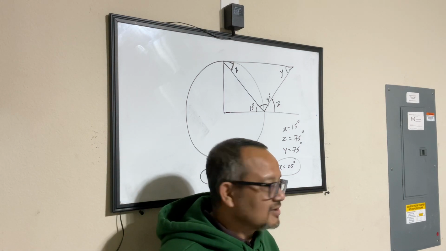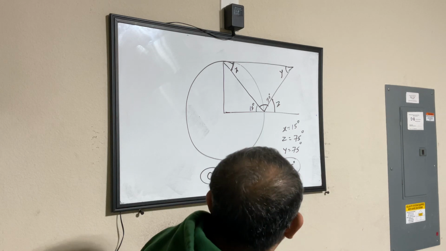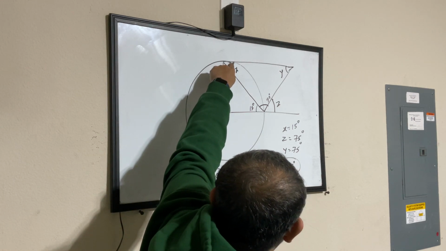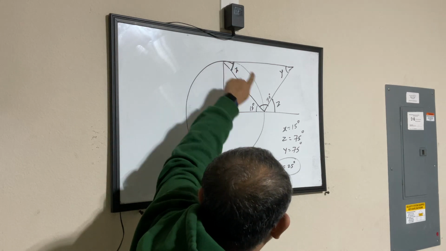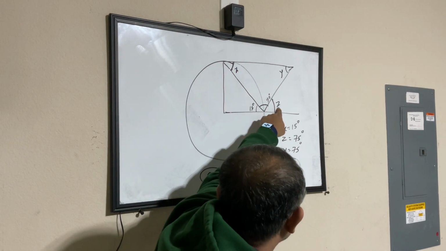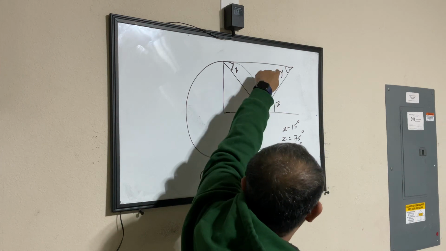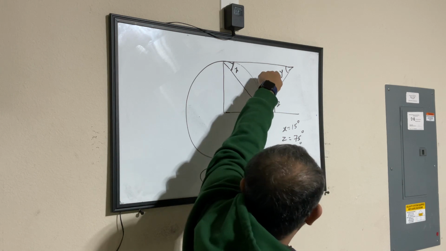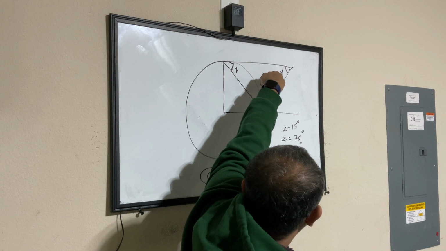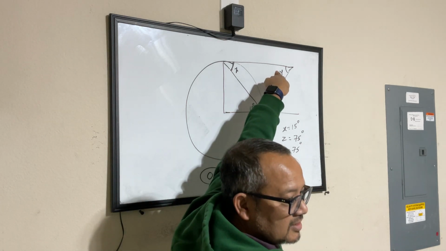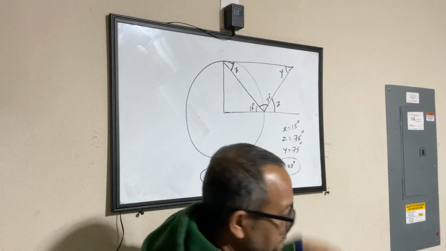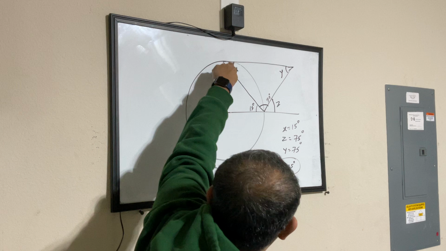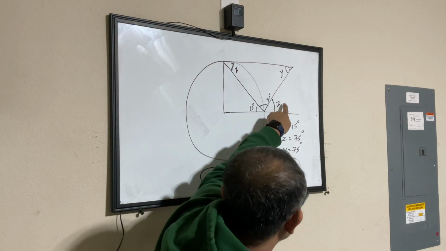So for X, I got 75. For Y, I got 15. And for Z, you got 35. Wait, so for Z, I got 75. Okay. And then for Y, I got 15. Y is here, right? And for X, I got 75. So X you got 75, Y you got 15, and Z you got 75.